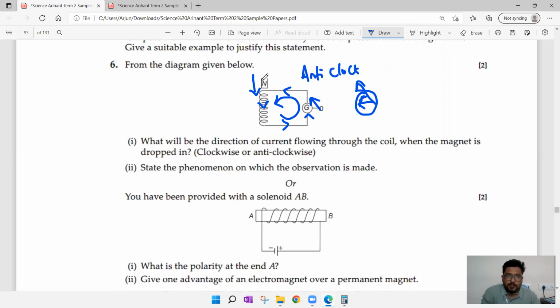So simple. The magnet is moving in this direction. The galvanometer will show this magnet direction only, so the current will be like this, which is anti-clockwise. So the answer is anti-clockwise.